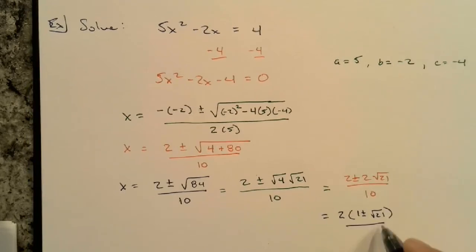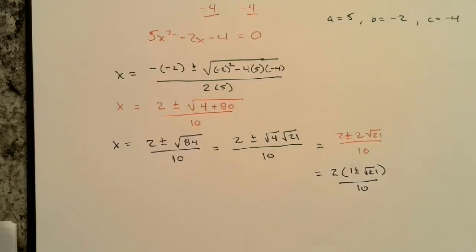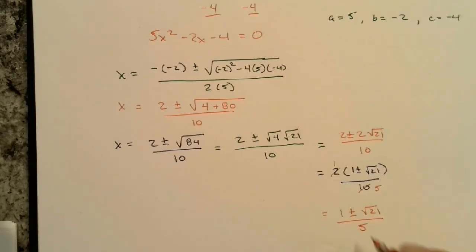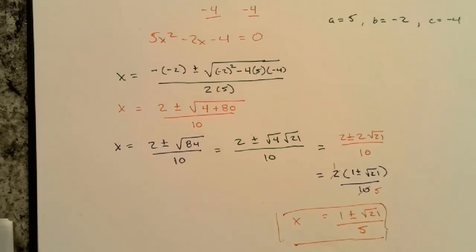And then to simplify this, now that I have some things that are being multiplied in the numerator, now I'm allowed to cancel with that denominator because these are individual factors now. So if I cancel a 2 here with the 10, this really just becomes a 1. 10 divided by 2 gives me a 5. So I end up with 1 plus or minus the square root of 21 all over 5. Now, that's what x equals, right? That was our answer. But keep in mind, this is 2 answers, right?